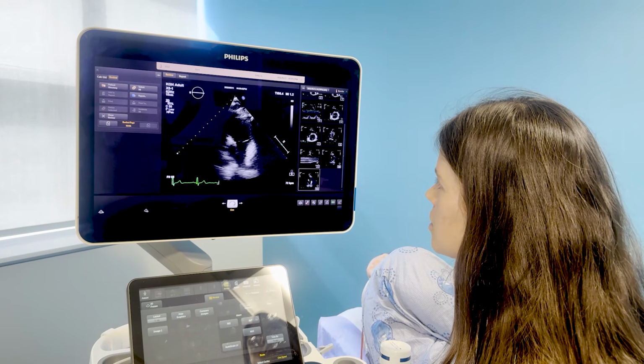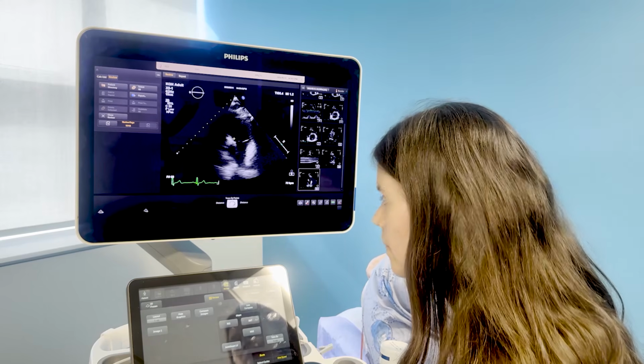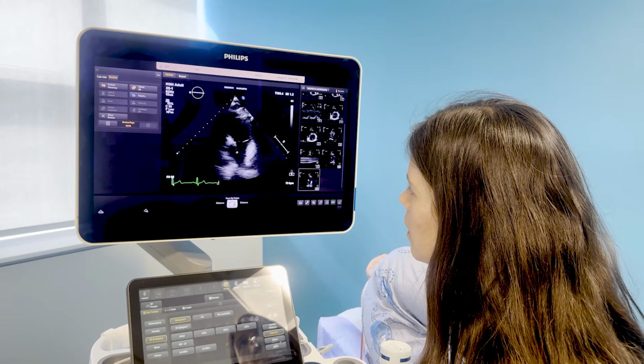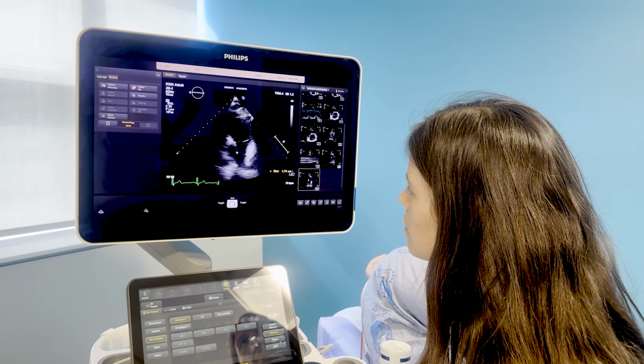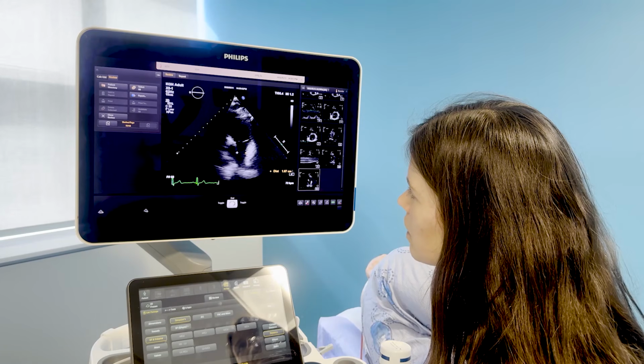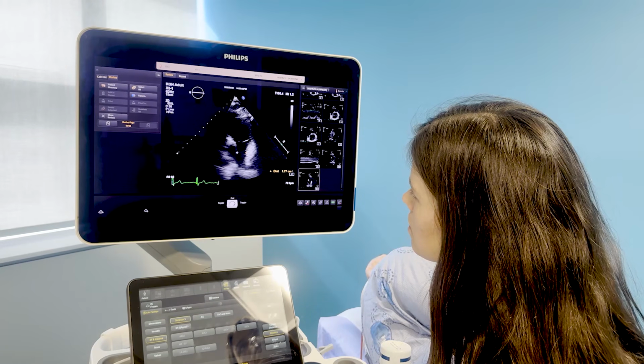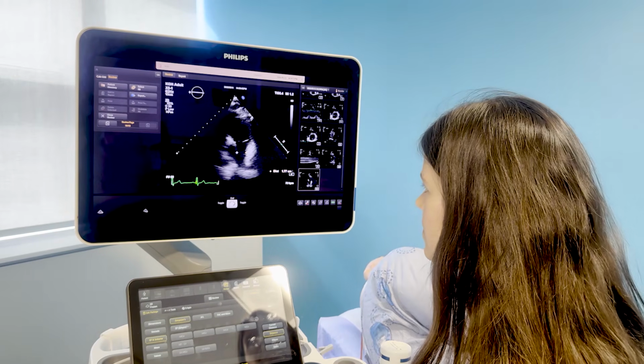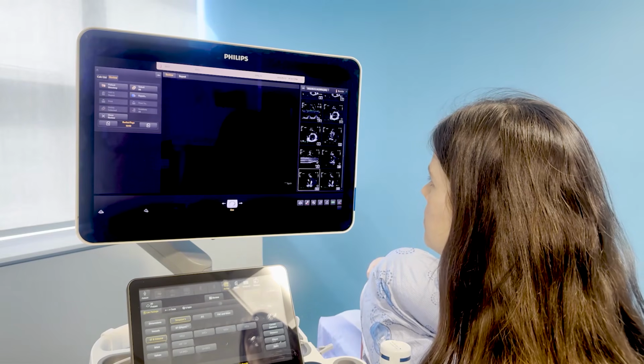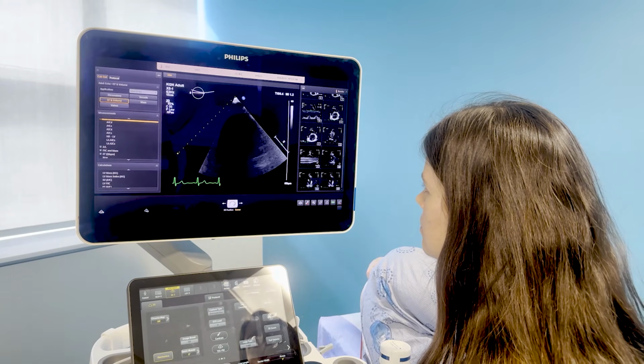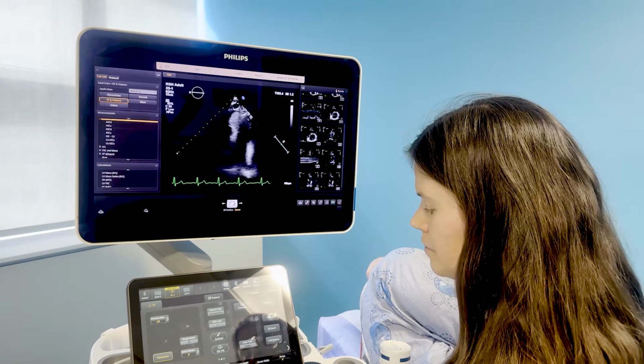So let me measure that. Kind of midway. Again, you want to be at the blood tissue interface. Like that. And can you show us how you acquire the pulmonary regurgitant jet?